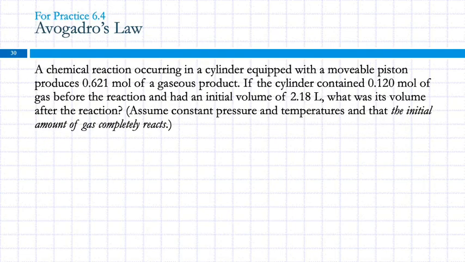Avogadro's law. A chemical reaction occurring in a cylinder equipped with a movable piston produces 0.621 moles of a gaseous product. If the cylinder contained 0.120 moles of gas before the reaction and had an initial volume of 2.18 liters, what was its volume after the reaction? Assume constant pressure and temperature and that the initial amount of gas completely reacts.